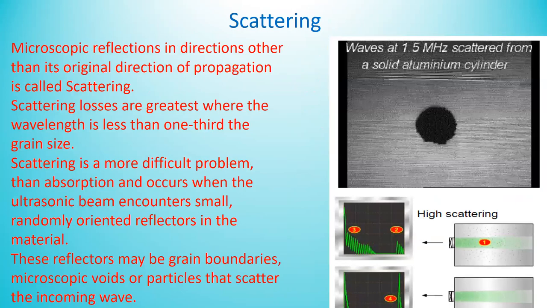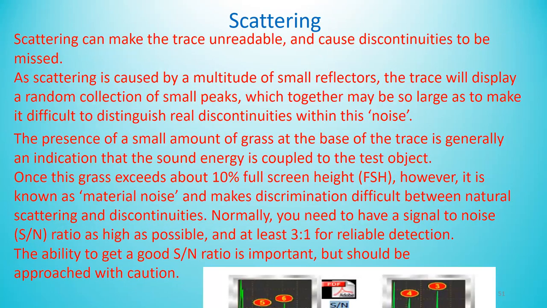So there is scattering and there is absorption. Scattering is a more difficult problem than absorption. It occurs when the ultrasonic beam encounters more randomly oriented reflectors in the material. Microscopic reflection in a direction other than the original direction of propagation is called scattering. Scattering can make the trace unreadable and cause discontinuities to be missed.